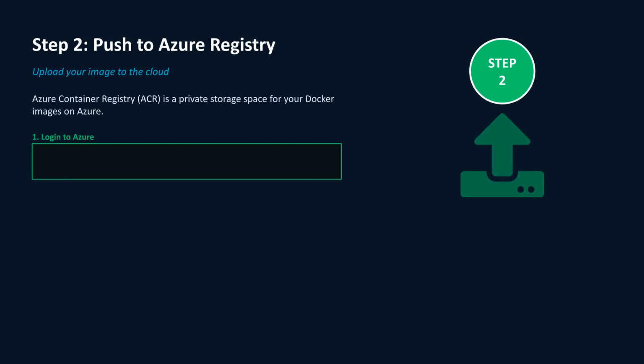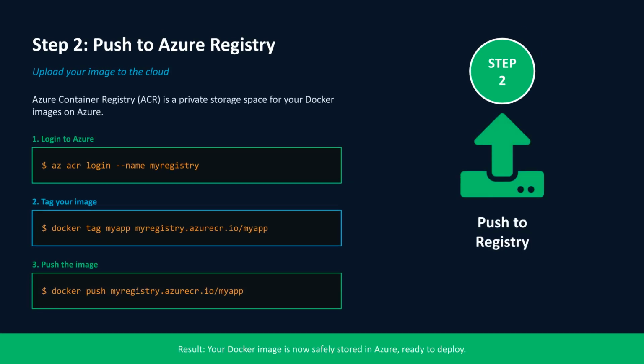Step 2 is pushing your image to the Azure Container Registry, or ACR, a private cloud storage space. You log into Azure, then tag your image with the ACR address. Finally, use docker push to upload your image to Azure servers.